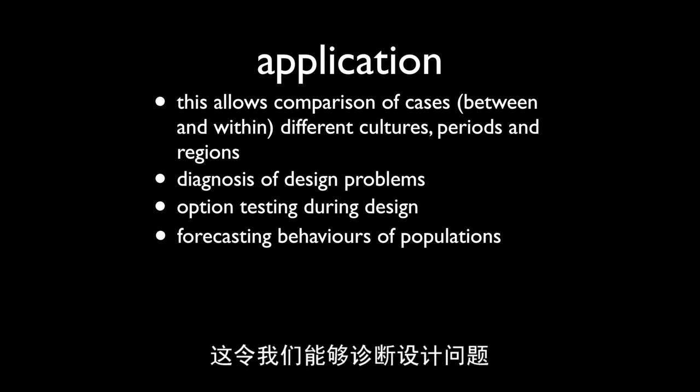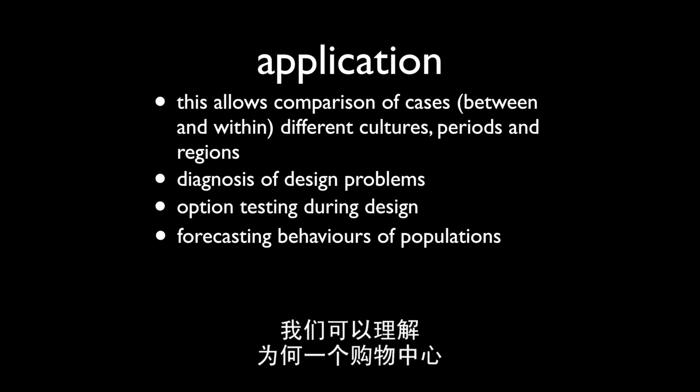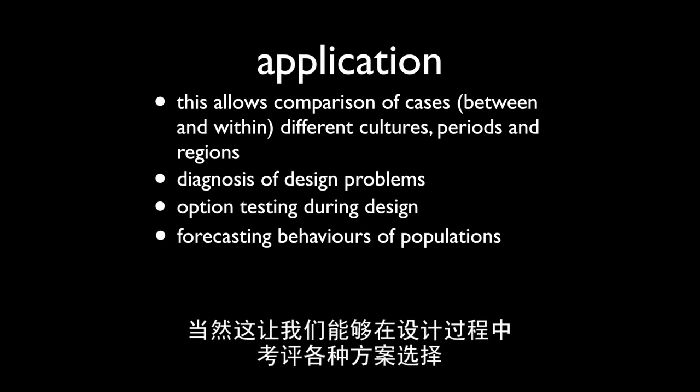This allows us to go on to make diagnosis of design problems. We can understand why a shopping centre may be underperforming because of the way it's connected into the urban grid. We can define why it is that another one is very successful and attracts large numbers of people. And of course, what that allows us to do is to go on and test options during the design process.